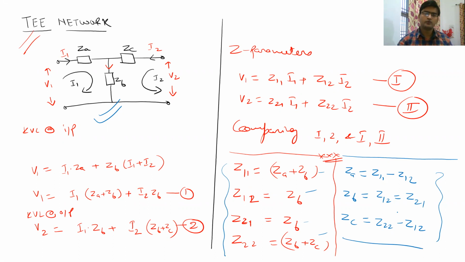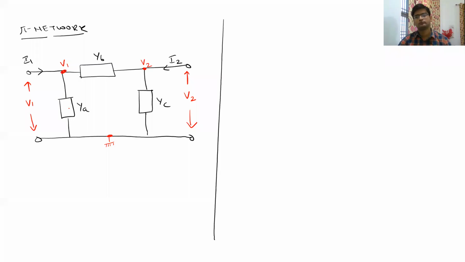So let us move to pi network now. So this is a kind of a pi network. Here you can see these values YA, YB and YC are not impedances, these are actually admittances. So this will be equivalent to 1 upon ZB, this will be 1 upon ZA and so on, right?